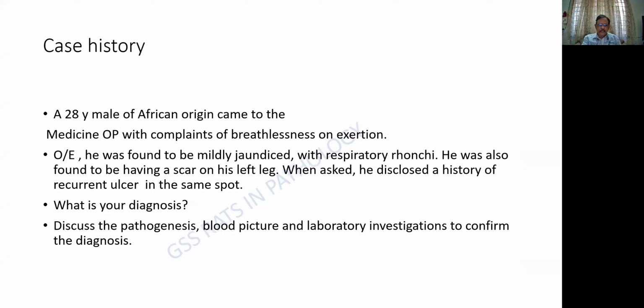Case history. A 28-year-old male of African origin came to the medicine OP with complaints of breathlessness on exertion. On examination, he was found to be mildly jaundiced with respiratory rhonchi. He was also found to be having a scar on his left leg. When asked, he disclosed a history of recurrent ulcer in the same spot. What is your diagnosis? Discuss the pathogenesis, blood picture, laboratory investigations to confirm the diagnosis.